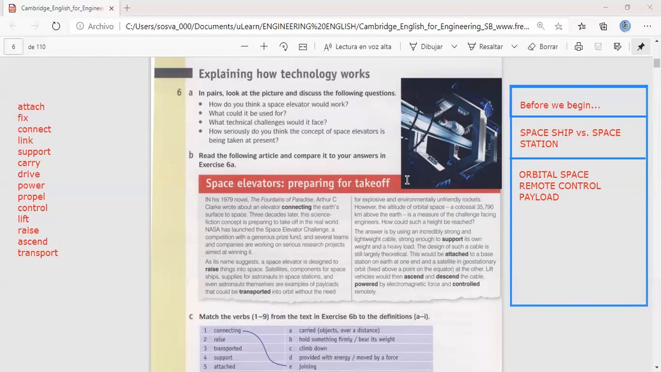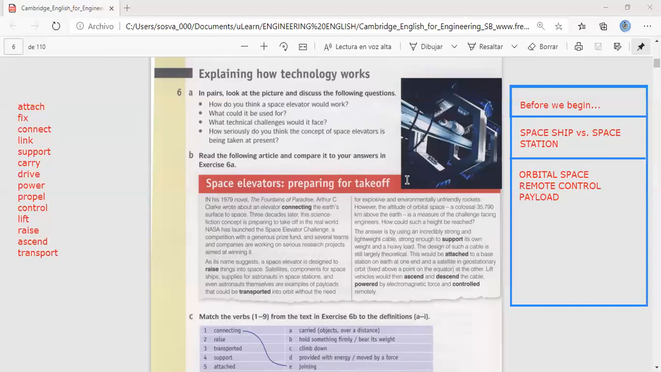So these terms and vocabulary are the ones that we are going to work with in this part. So let's look at the picture. Maybe you can look at the picture on the screen. It has a blue color and it looks like a satellite, or it can be different things. So let's discuss the following questions. The first one, how do you think a space elevator would work?